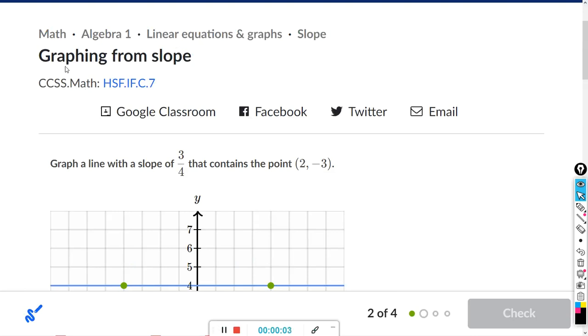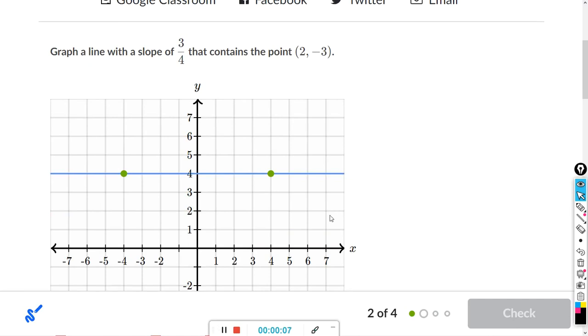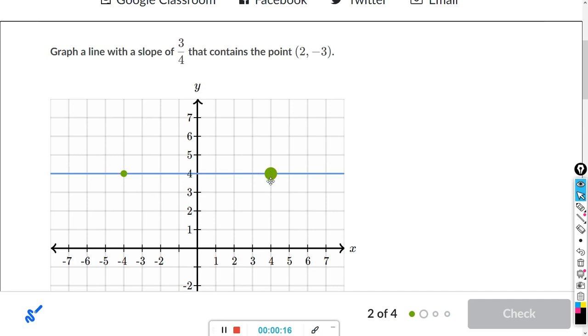This will be for the assignment, graphing from slope. So we have our graph here, and we have a line with two green dots. Basically, you're going to click on the dot and drag it into place in order to make the line that they're asking for. Okay, so they want us to graph a line with a slope of 3/4 that contains the point (2, -3).